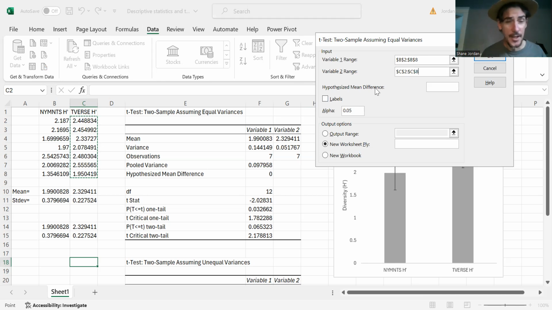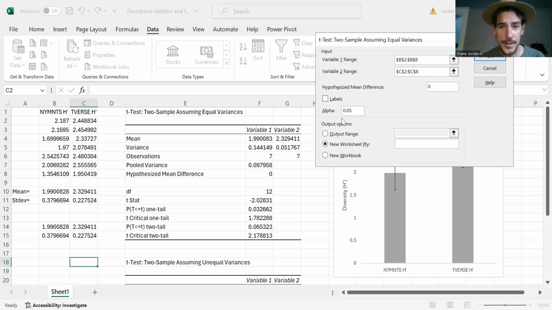And importantly, recall that when we're doing a t-test, we are testing a null hypothesis. The null hypothesis is that the difference between the means, in this case the mean diversity of these different transects, is equal to 0. The alternative hypothesis is that the means are significantly different. So when you're running this analysis in Excel, it's going to ask you what the hypothesized mean difference is. And in our scenario here, the hypothesized mean difference is equal to 0.